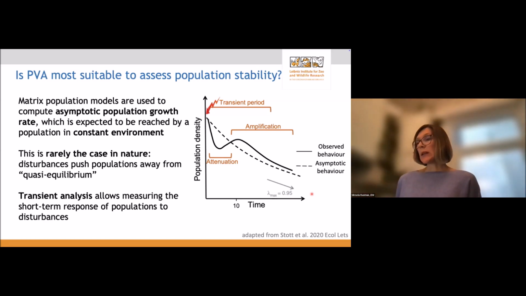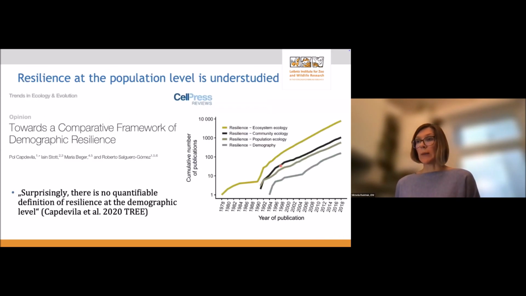So such transient dynamics can be studied with transient analysis that allows measuring the short-term response of populations to disturbances. And in fact, transient analyses have been used in demographic studies, however, arguably rather rarely. So recently, Paul Capdevila and colleagues called for a more widespread use of transient analysis in population ecology.